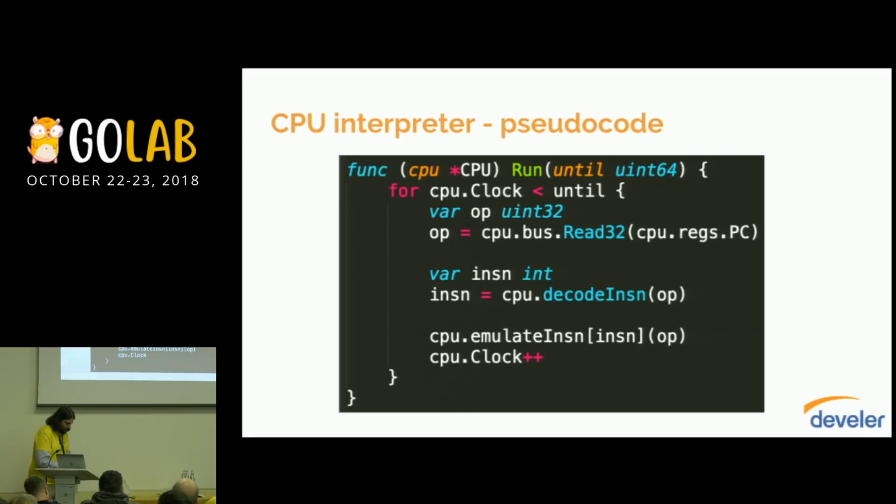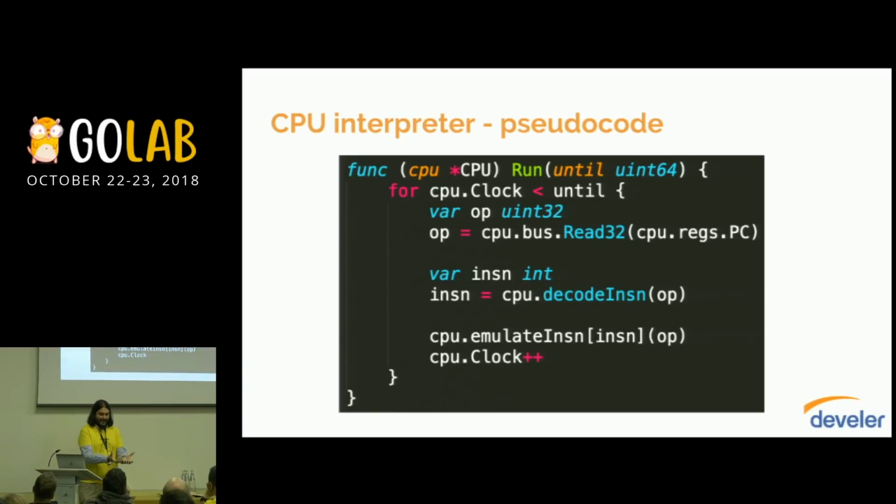It's just pseudocode, but if you have a CPU structure with a run function, and you tell it to run until a certain point in time, it's looping until the clock reaches that point. It's basically doing a standard computer science CPU loop, which is fetching a single opcode from memory, from the current program counter. Then it's decoding this opcode to see what kind of opcode has been fetched, and then it's emulating it using a table of function method pointers.